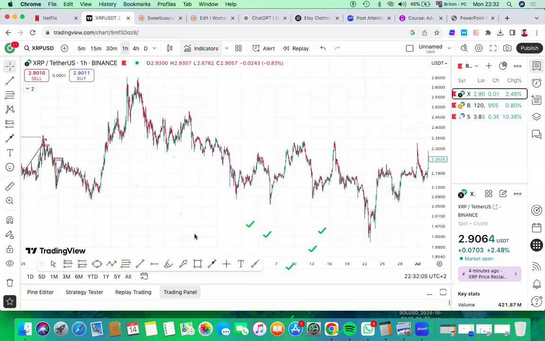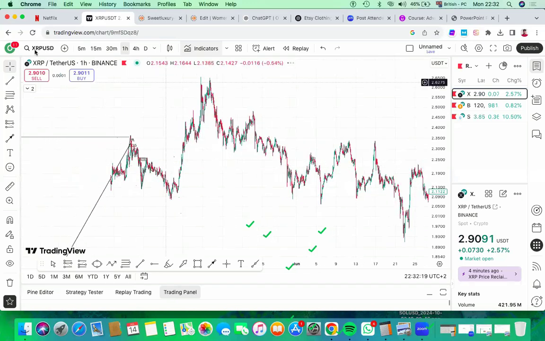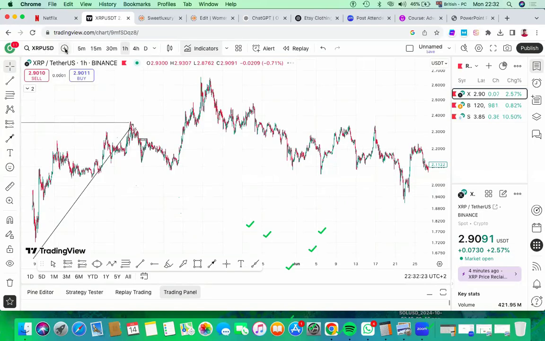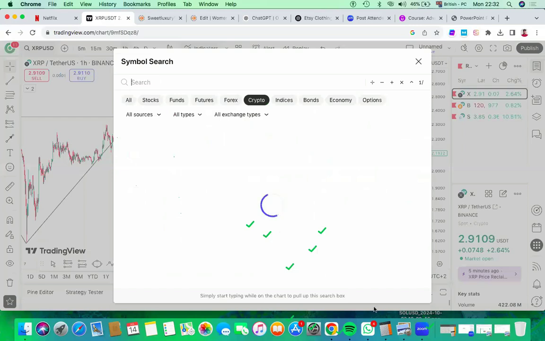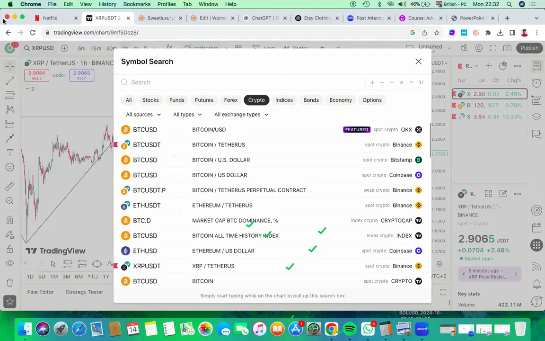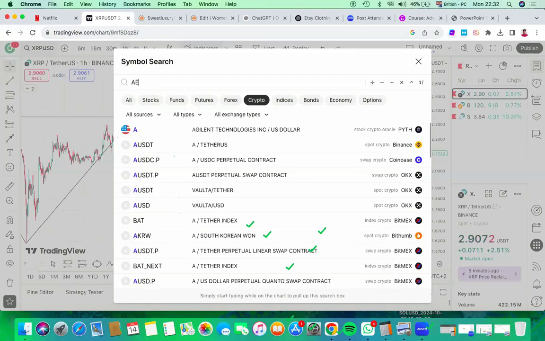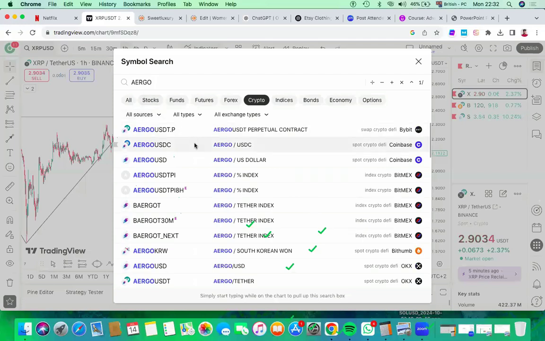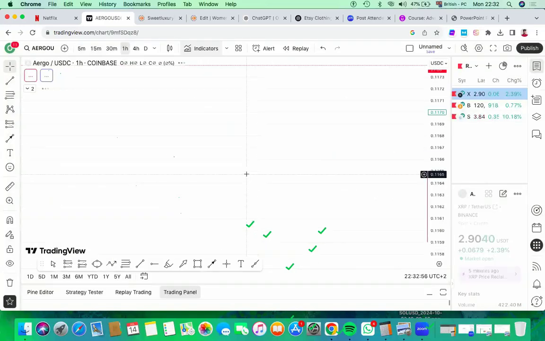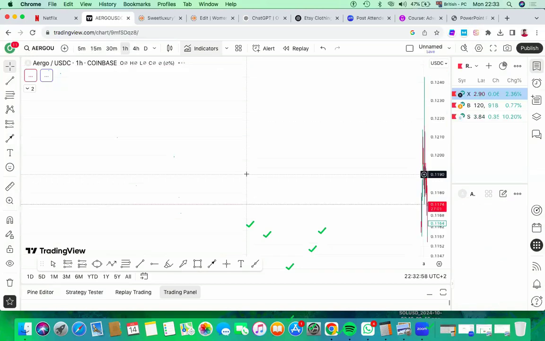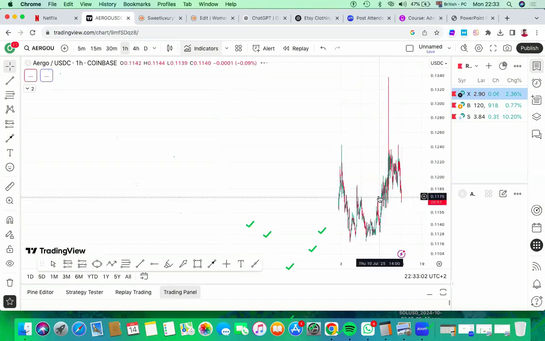What coin is this? I don't know. Okay, there you go. Someone said I should use a particular coin. Let me see if I can see that coin. What coin is that? Okay, let's see. Considering this is a new coin.